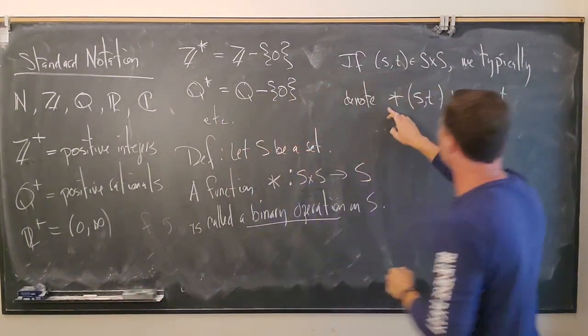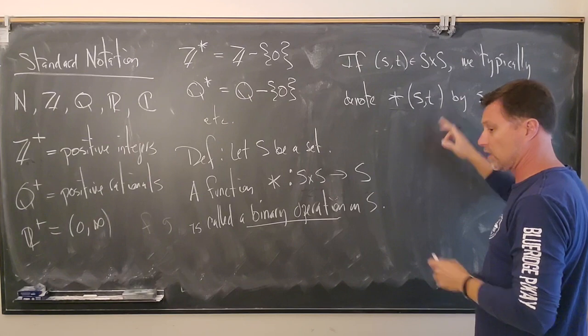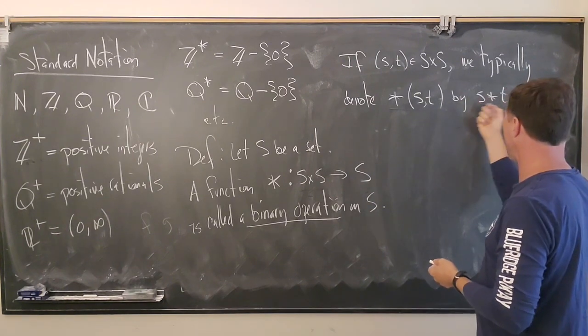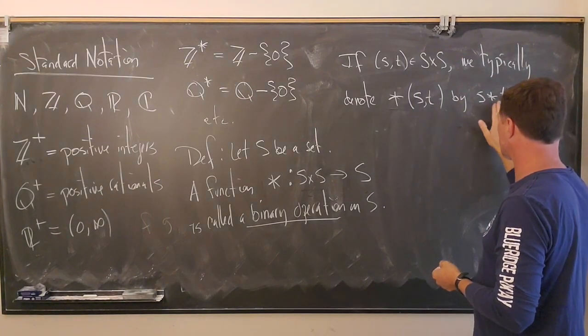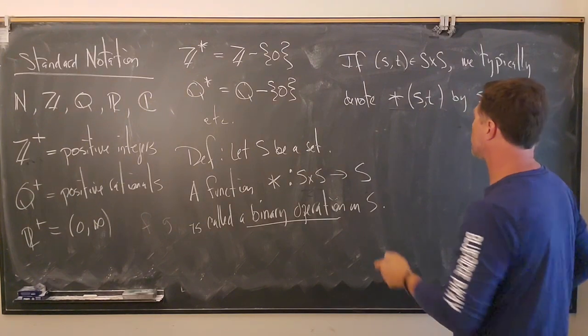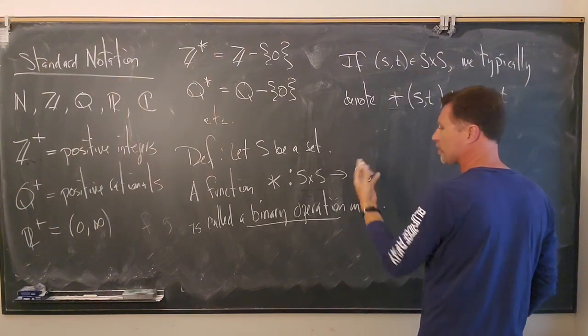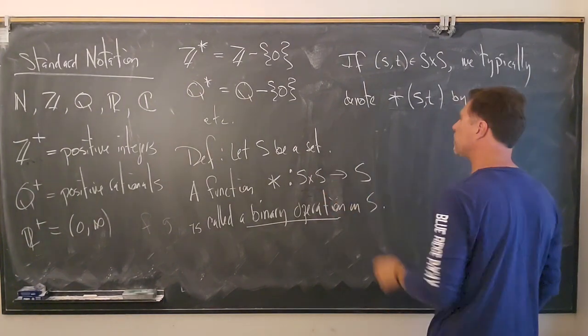So instead of using function notation like this to denote the output, we're going to denote the output by S star t. So what does this mean? Here, just some commentary on this definition.